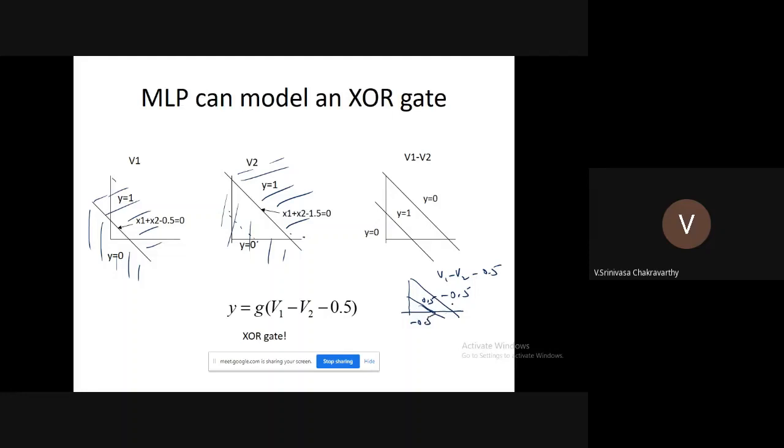So step function of this, right? If you pass this whole thing to step function, you get 0 here, 1 here, and 0 here, and that's what we want for XOR function, right? In XOR, for here and here, you have 1, y equal to 1, and here and here, that is 1, 1, and 0, 0, y equal to 0. So by the simple construction, you could construct an MLP which can solve the XOR problem.